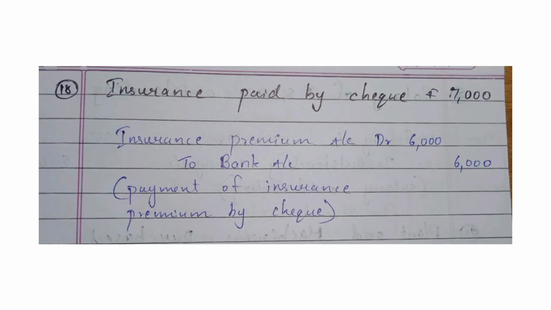Next one is insurance paid by check, rupees 7,000. We have to understand that when we are paying for insurance, we are paying the insurance premium amount. Premium in the sense we are paying a particular amount, maybe every month or every certain period of time. Okay, so the journal entry will be insurance premium account debited to bank account. Narration is payment of insurance premium by check. Also the amount is written at debit and credit columns.